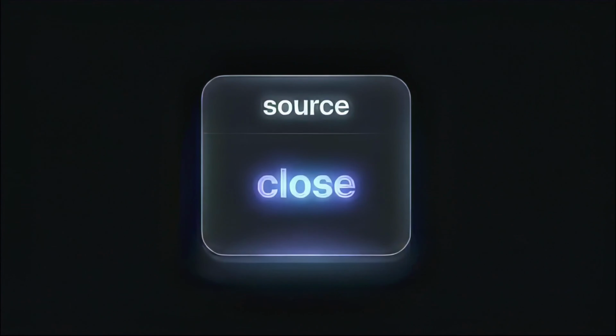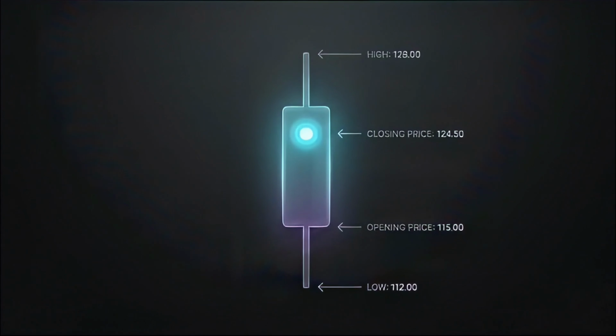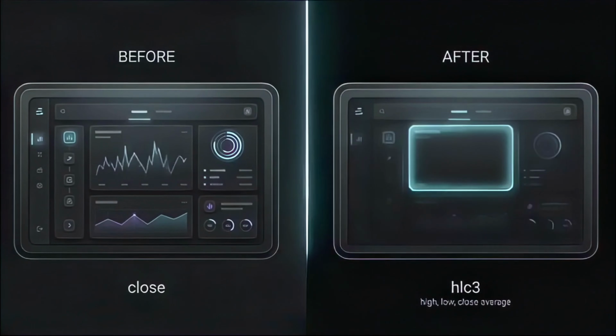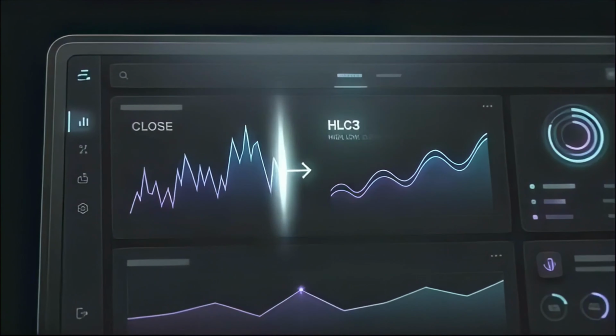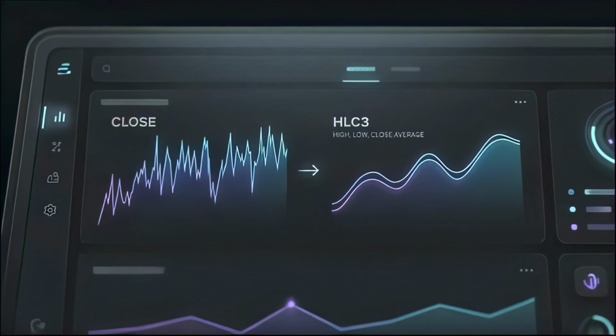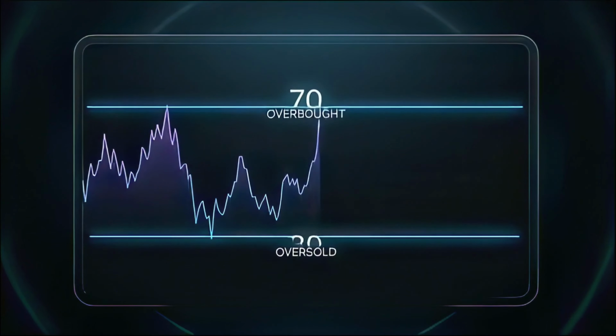Setting 2, the source. By default, it uses each candle's closing price, and for most traders that is correct. The close is the most meaningful price on any candle, because it is what the market agreed on when the candle ended. But there is a quiet tweak worth knowing. Switch the source to the average of the high, low, and close, and the line smooths out, jumping around far less on spiky candles. If your momentum line looks jagged on a fast time frame, that change calms it without slowing the length.